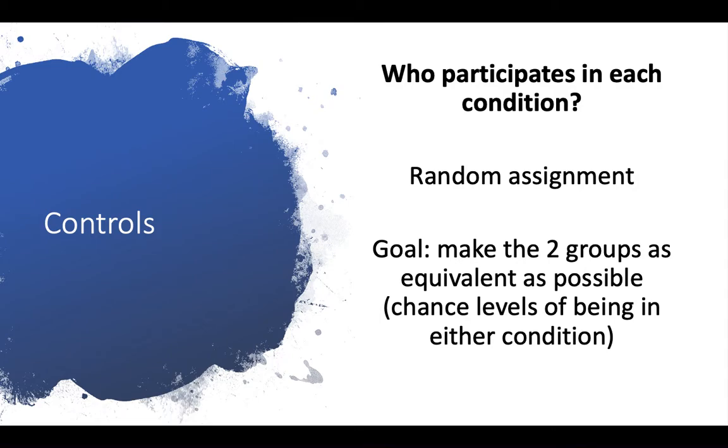Next, we can control who participates in our conditions. And we do this by using random assignment. Now, random assignment is a little different than random sampling because random assignment means that each person has an equal chance of being assigned to one of the two conditions. By using random assignment, we are able to make our two groups or our two conditions as equivalent as possible. So all participants have an equal chance of being in either condition or receiving either level of the independent variable.